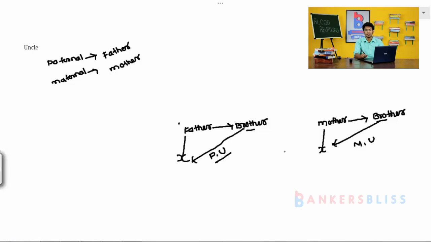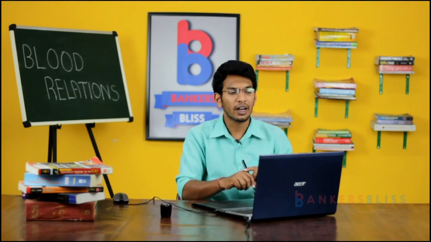In an uncle we have two types. One is paternal uncle, second one is maternal uncle. Paternal uncle from this side and maternal uncle from this side. And one more thing we have to concentrate on: the generation gap between you and your uncle. Here only a one generation gap. Here also only a one generation gap. Understanding? Next, go with the aunt.